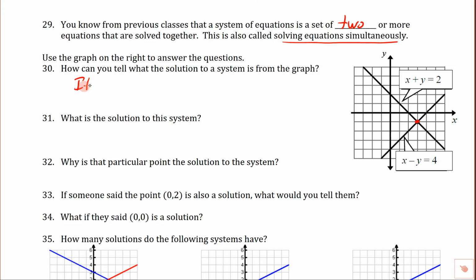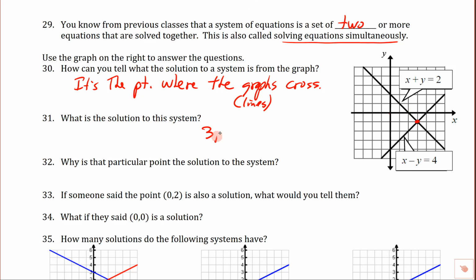So what we're going to say here is it's the point, and I'll just use PT for point, where the graphs cross. Where the graphs cross. In this case, it's where the lines cross. Okay, so I'm going to put in parentheses, in this case, it's where the lines cross. So it says, what is the solution to the system? Well, the solution to the system would be right here, so we just need to count over where that is. This is the origin, 0, 0. So we go to the right 3 and down 1. So this would be 3 comma negative 1. So that would be the solution there.